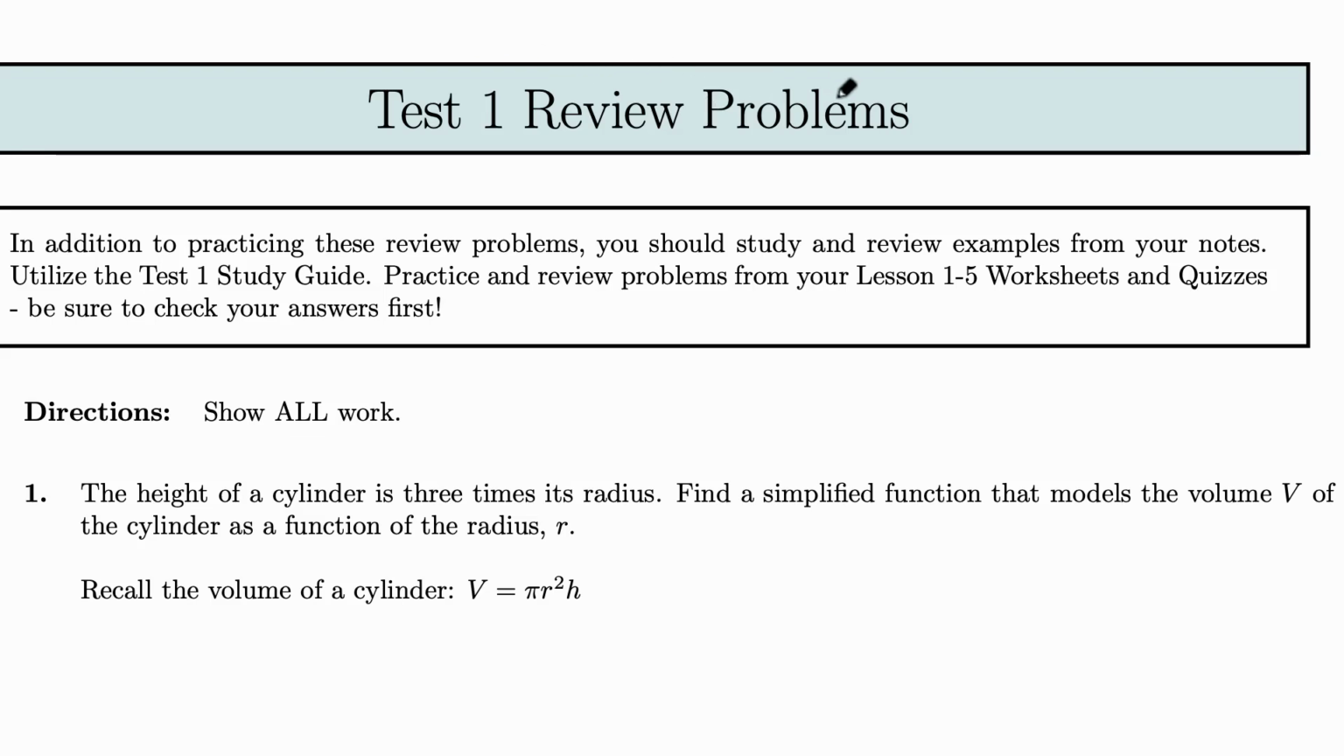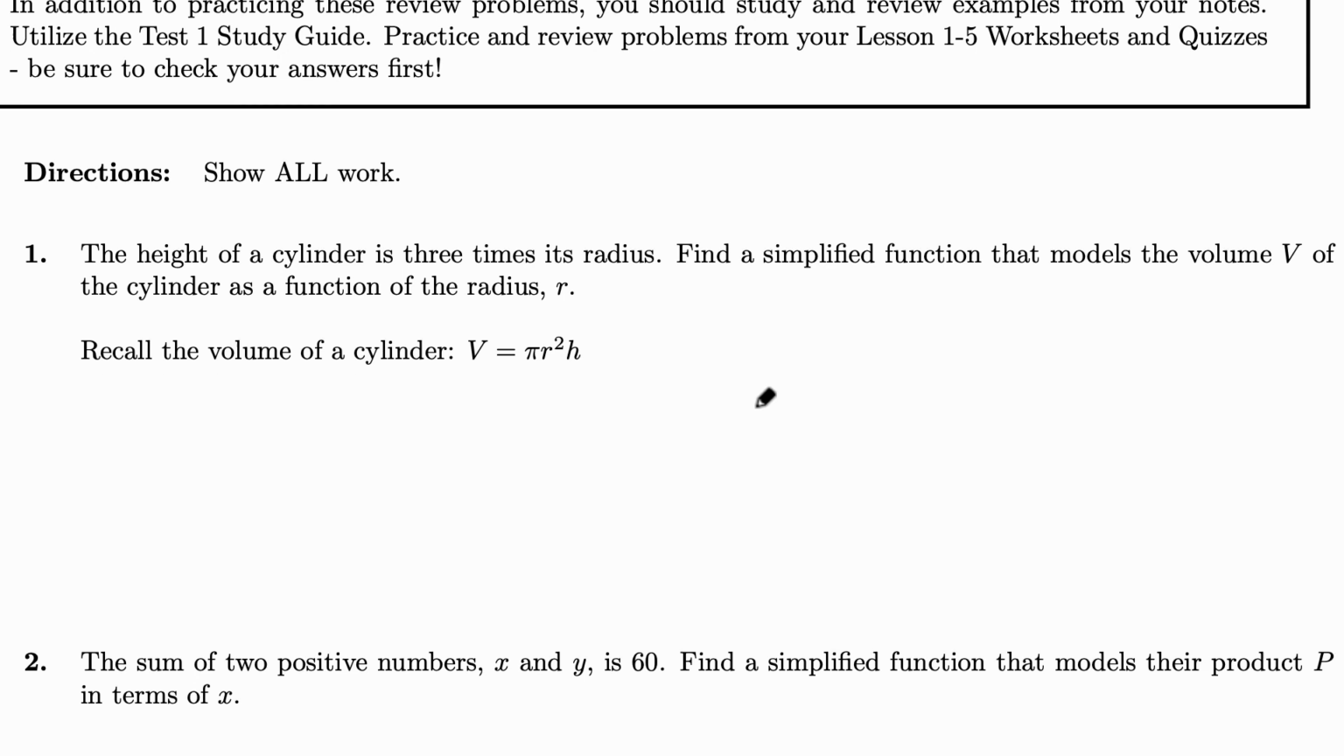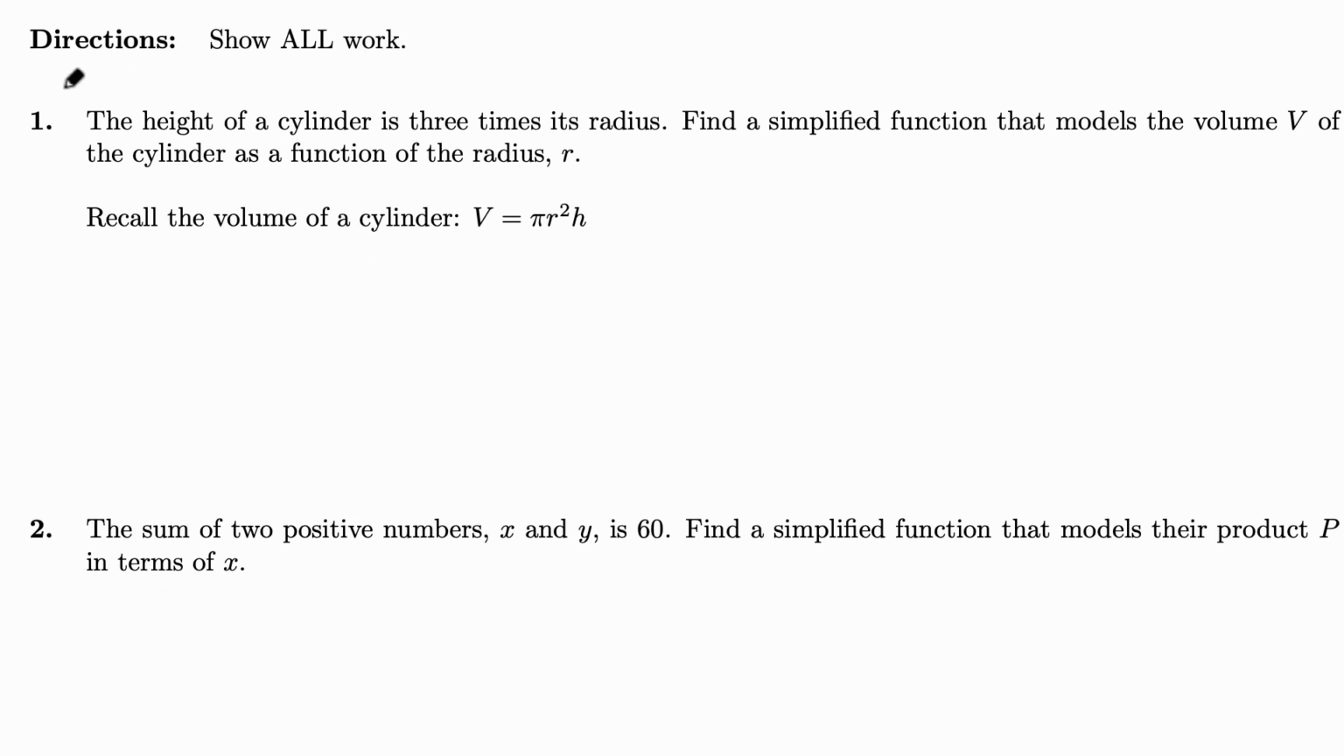Test 1 Review Problems. Read the instructions carefully. In number 1, we are given that the height of a cylinder is 3 times its radius. So height h is 3 times radius, 3r. Find a simplified function that models the volume V of the cylinder as a function of r.